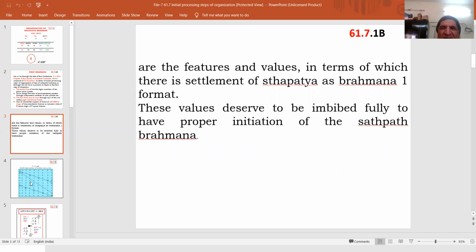Sadhakas shall sit comfortably to comprehend and imbibe these values and features, as in terms of the same there is going to be the settlement of Sthapatya of Brahmana 1 as well as of the whole range of Brahmanas, beginning with the format of Brahmana 1 itself. These values deserve to be imbibed fully to have proper initiation of the Sathpath Brahmana and to have the privilege of the fruits of these Brahmanas as formats of the yajanas.